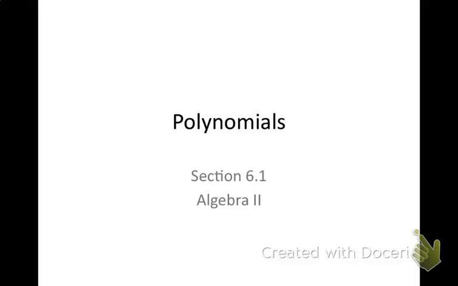Today about polynomials, section 6.1. Okay, we're going to talk about polynomials. This is almost straight out of the Algebra 1 textbook. So hopefully you can recall some of this, at least even a little bit of it. Some of the terms may be from Algebra 1. But polynomials, section 6.1.